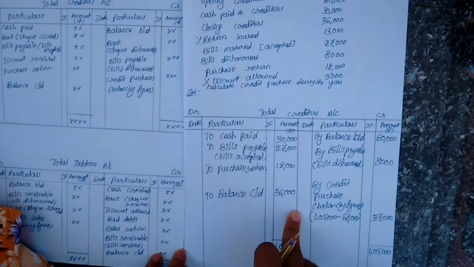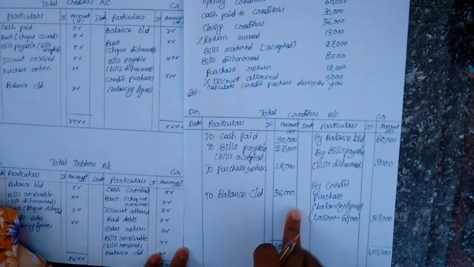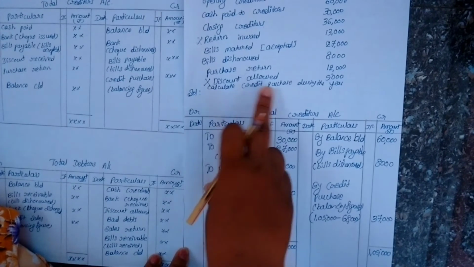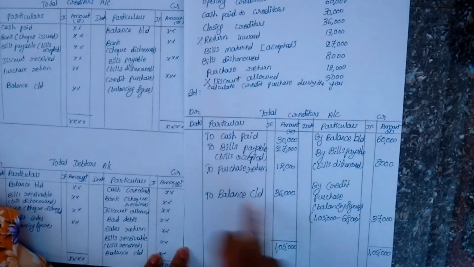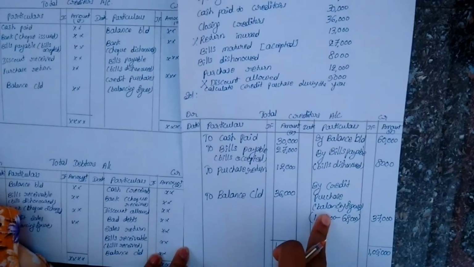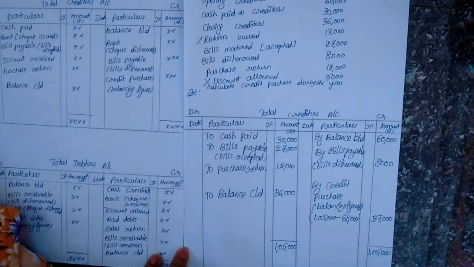This is the solution for the problem. They asked us to calculate credit purchases. We recorded every entry. Finally, the balancing figure is credit purchases.